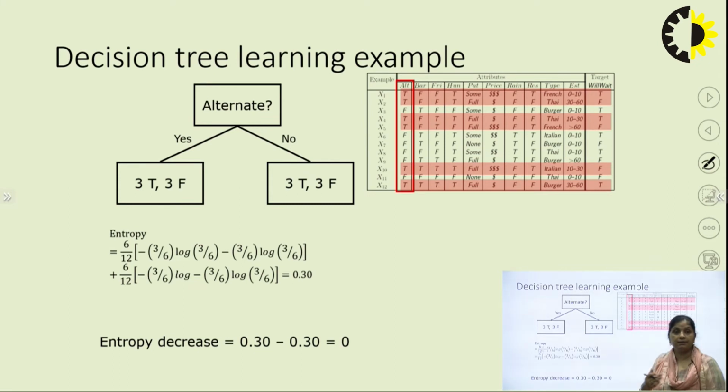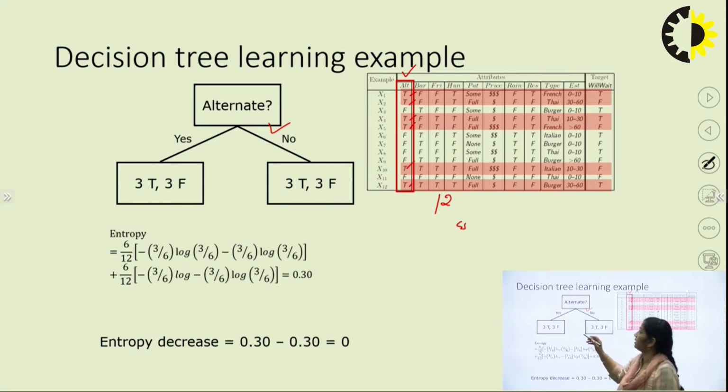So let us understand this concept one by one. First is our attribute alternate. This is our data set, and it has 12 instances. When I take the attribute alternate, alternate is true in these rows highlighted with pink: true, true, true, true, true, true. It means 6 times it is true.